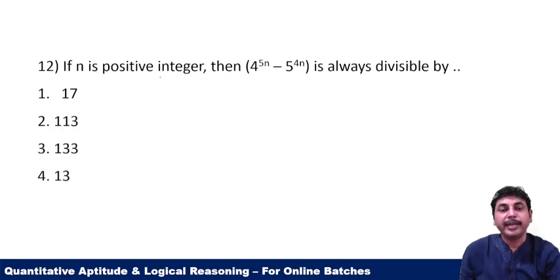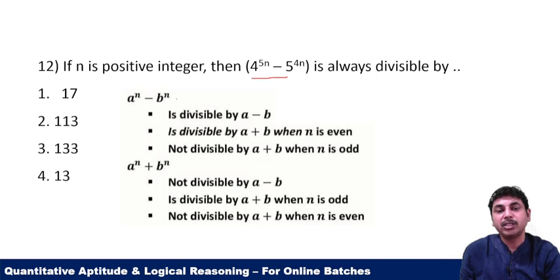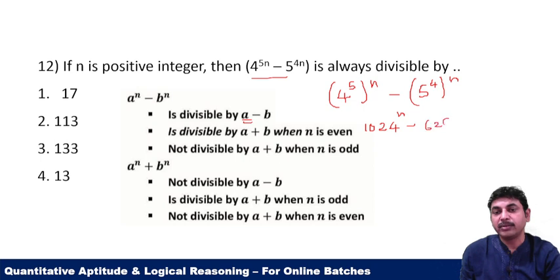Now if n is a positive integer, this number is always divisible by. Again going to this particular rule, a raised to n minus b raised to n is always divisible by a minus b. So can I write this as 4 raised to 5n minus 5 raised to 4n, as per the rules of indices. And if you know the value of 4 raised to 5, that is 1024 raised to n, minus 625 raised to n.